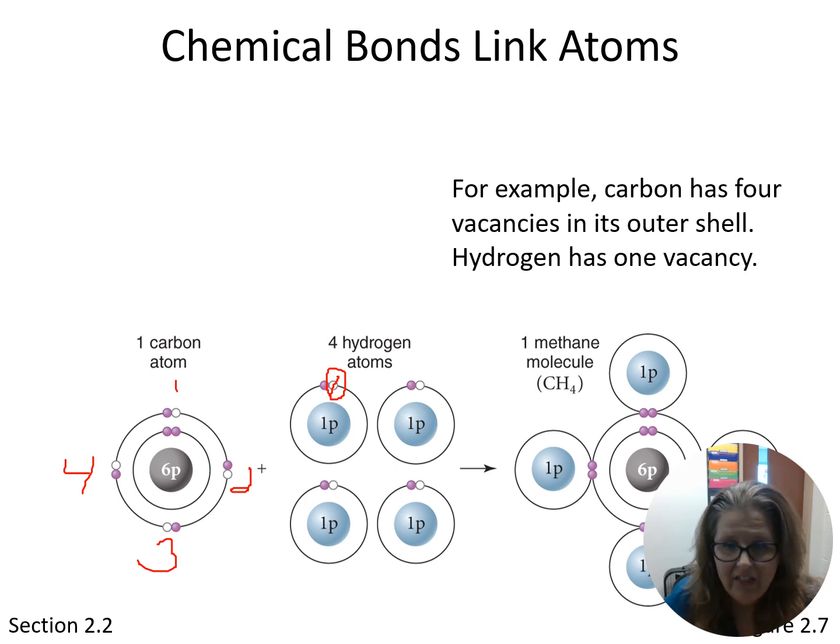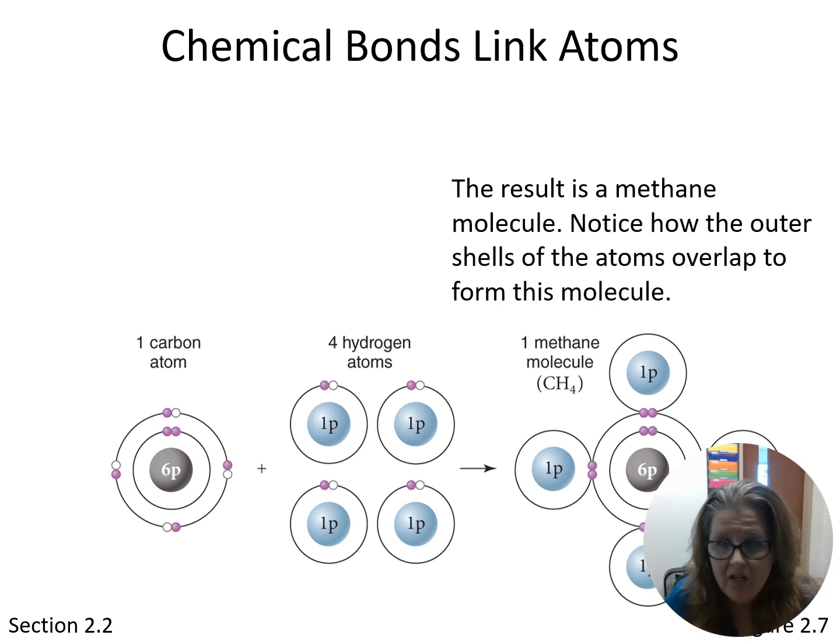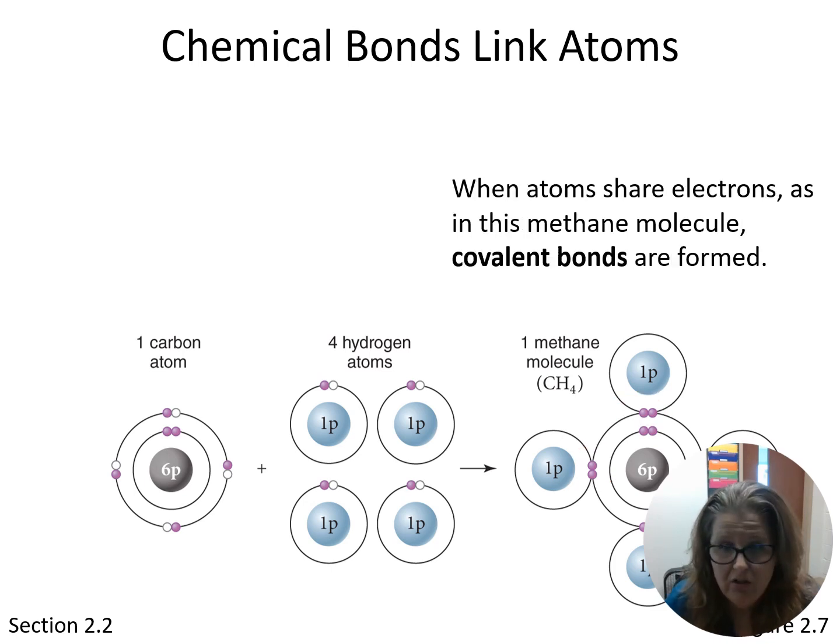So everything's even, everything's spread out. The 4 hydrogen atoms share their electrons with 1 carbon atom. All 5 atoms fill that outer shell, so now they're all happy because they're full. Look at how their outer shells overlap to form this molecule. You see some overlap here, so that they can share their electrons. When atoms share electrons, it's called a covalent bond.